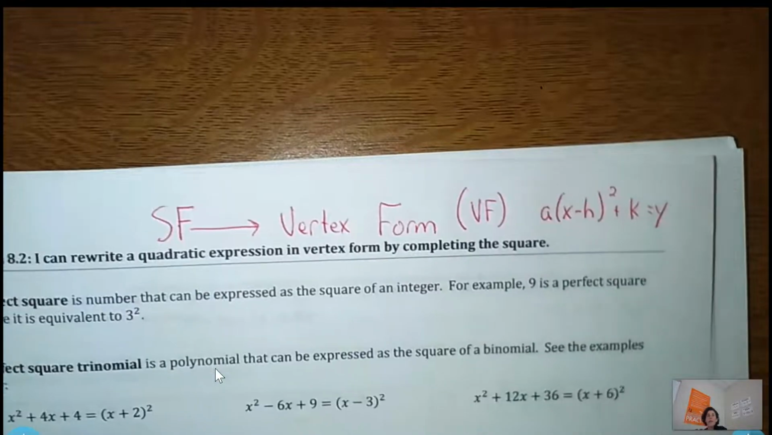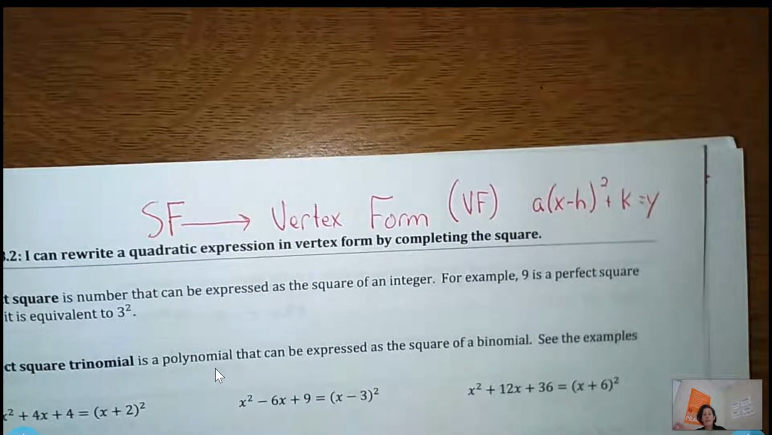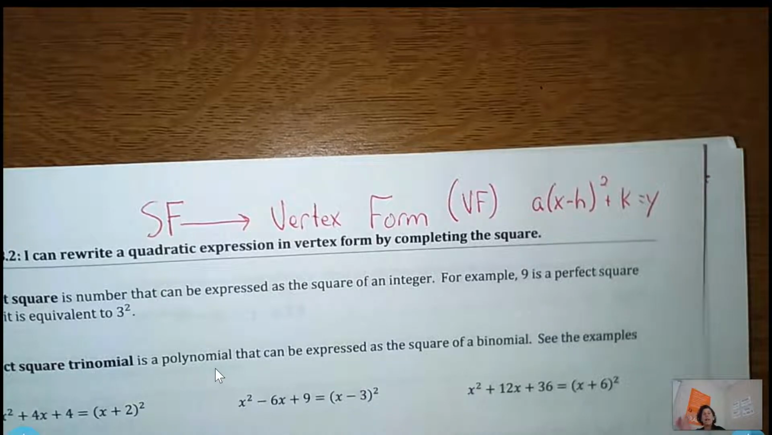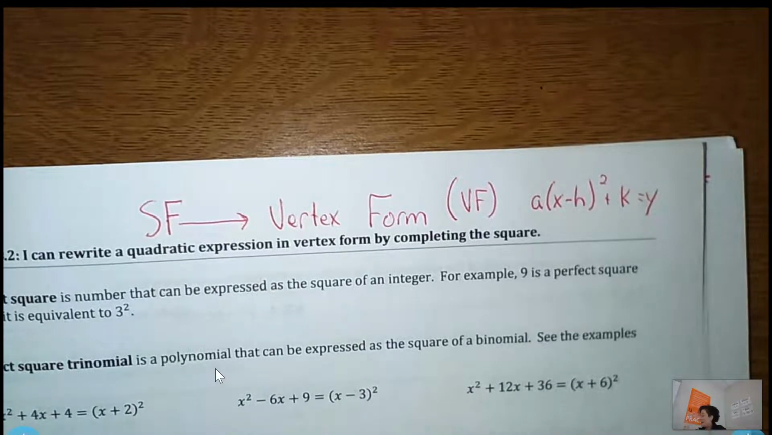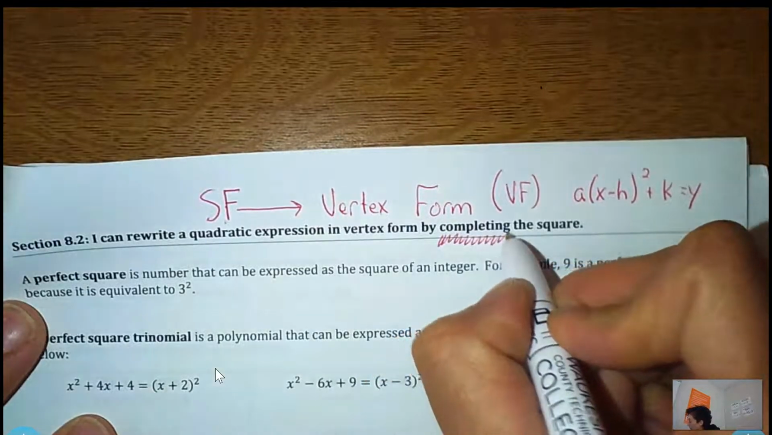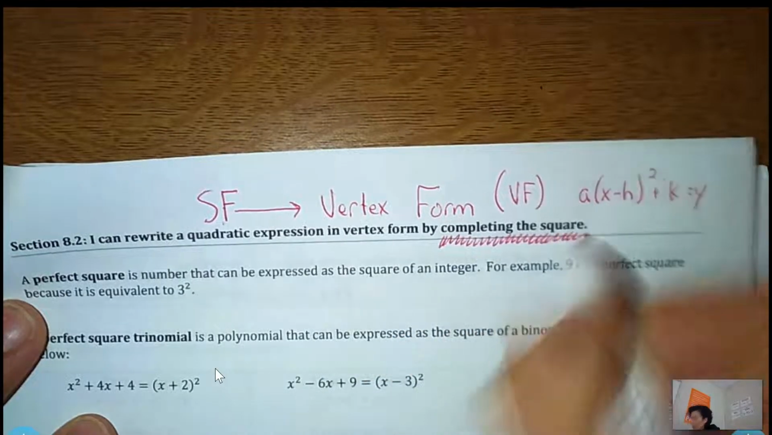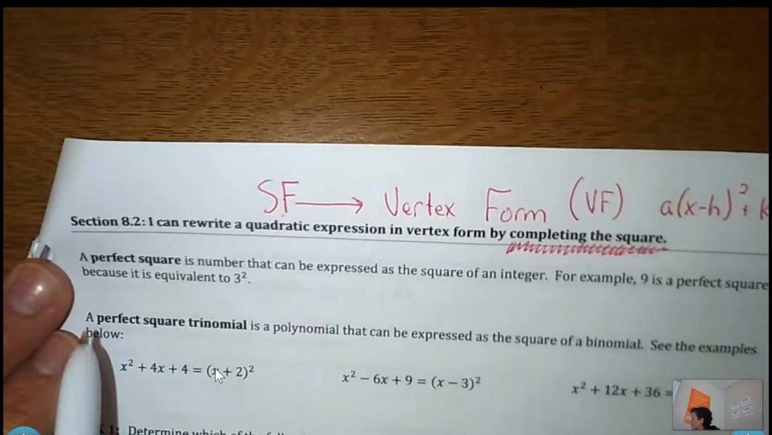All right, so we got the three forms: standard form, factored form, vertex form. And what we've done is we've worked in our last section on how to go from standard form to factored form by factoring. This process to go from standard form to vertex form is known as completing the square. All right?